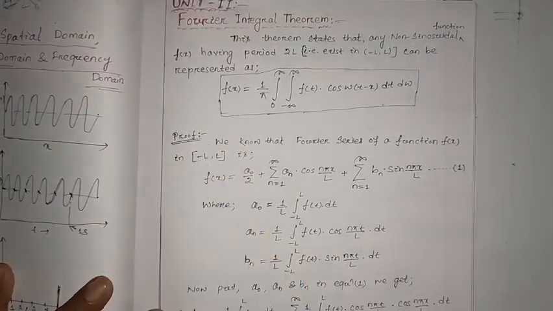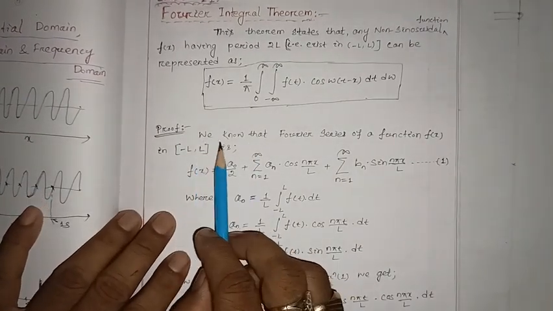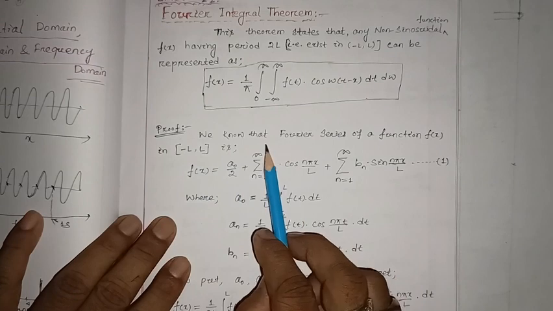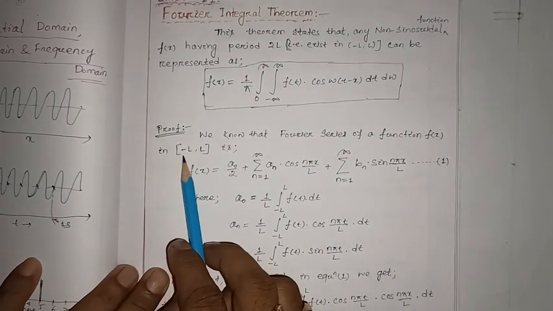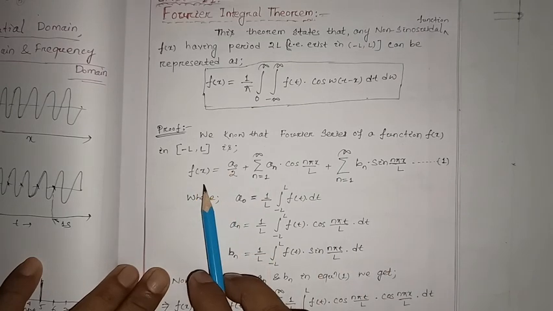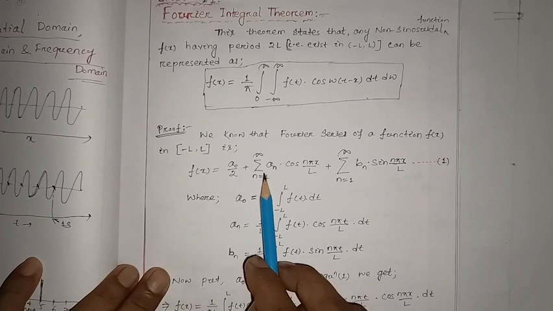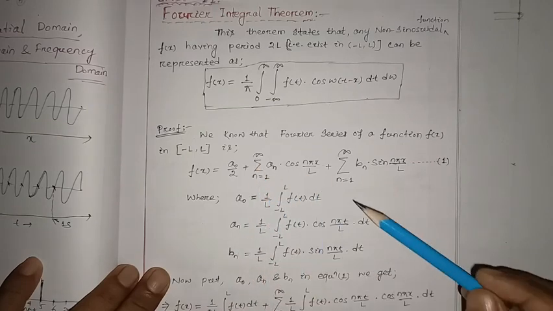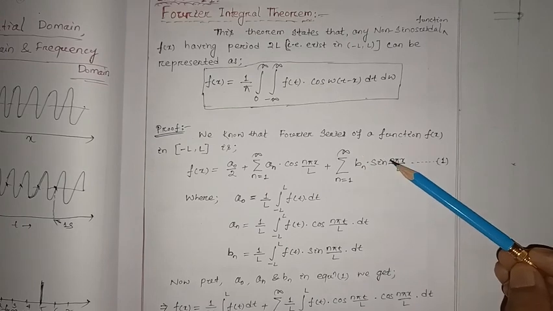So now we have to start our proof. So here we know that the Fourier series of a function, suppose f(x), which exists between minus L to L, is this one: f(x) equal to a0 by 2 plus summation over n equal to 1 to infinity a n cos n pi x by L plus summation over n equal to 1 to infinity b n sin n pi x by L.